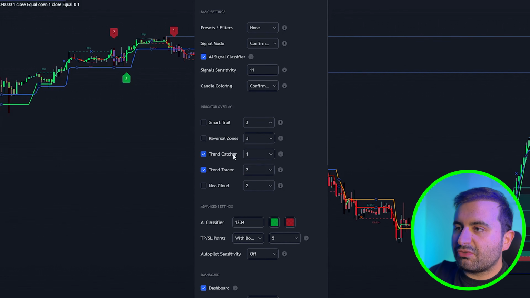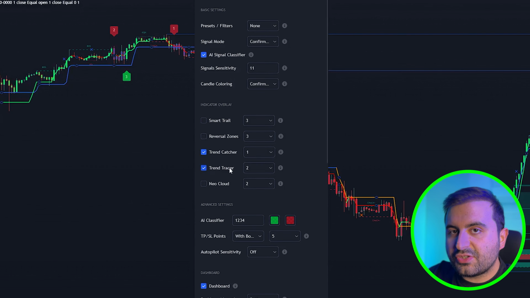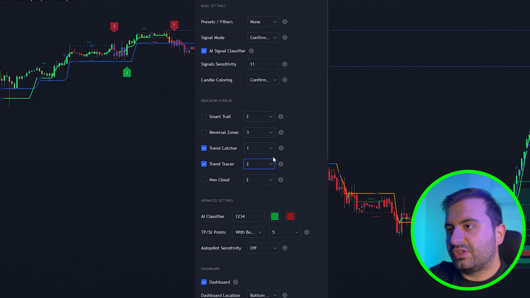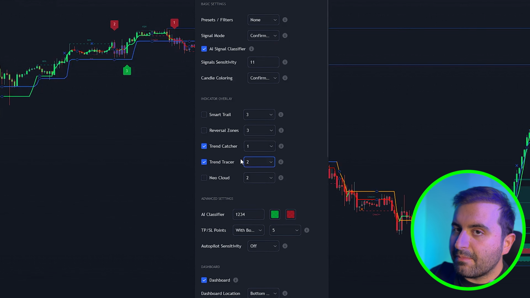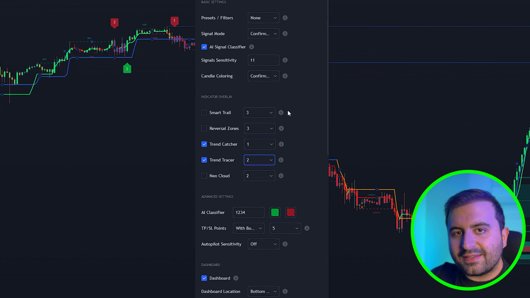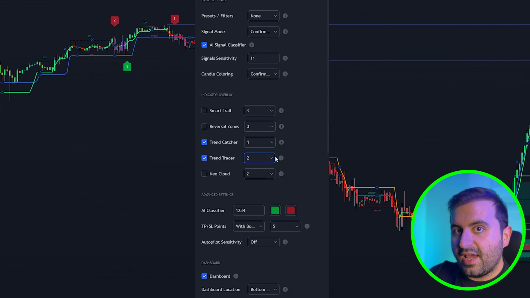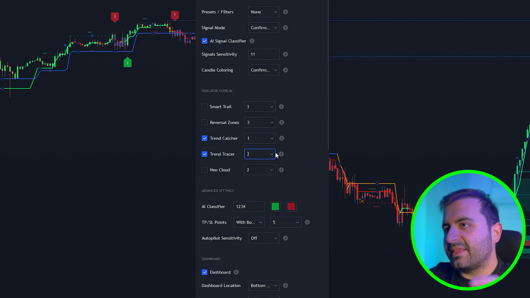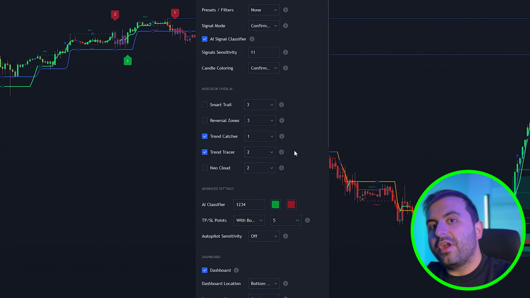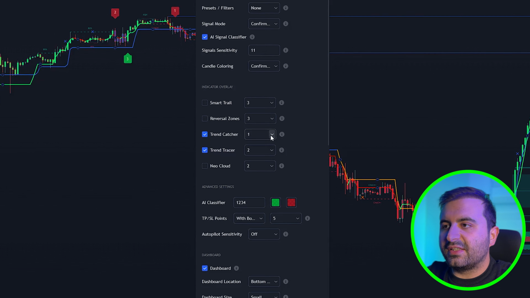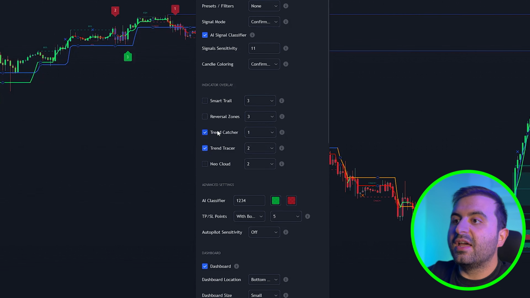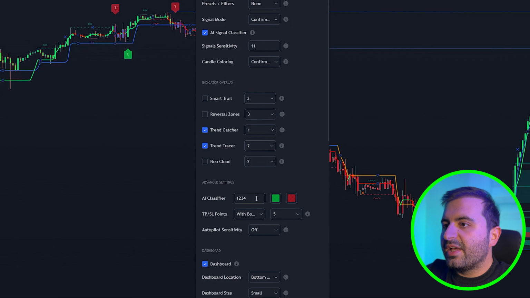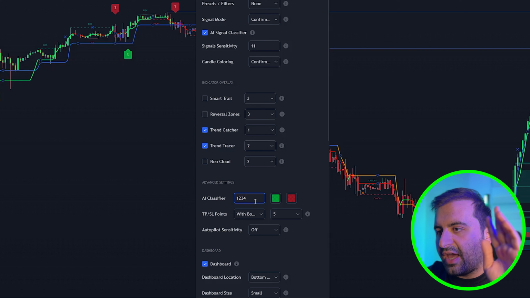So take a note of that. I have enabled the trend catcher and the trend tracer; trend catcher is 1, trend tracer is 2. This is the new feature. As you remember, there were no settings for these indicators. I used to call them confirmation indicators, but now they act as more specific indicators where you can set the numbers, and the colors are changed. We will go into that. In the advanced settings, the classifier is 1, 2, 3 and 4.